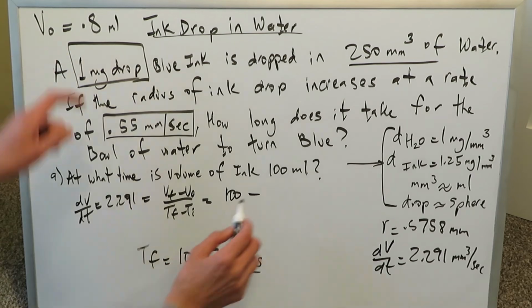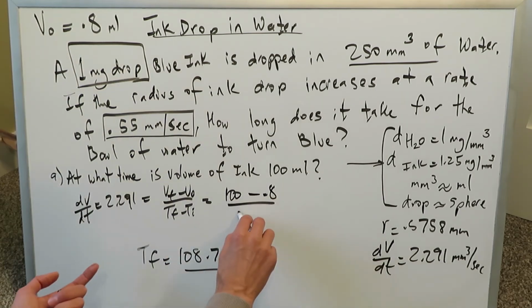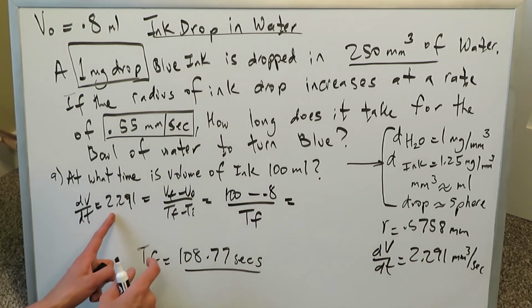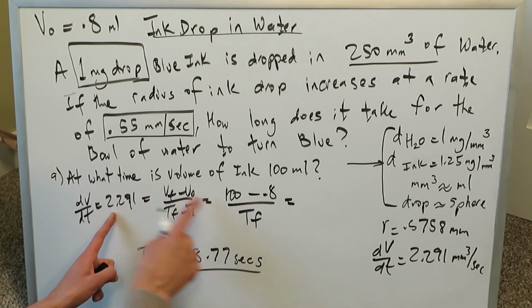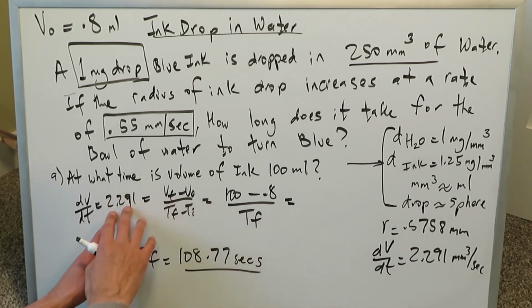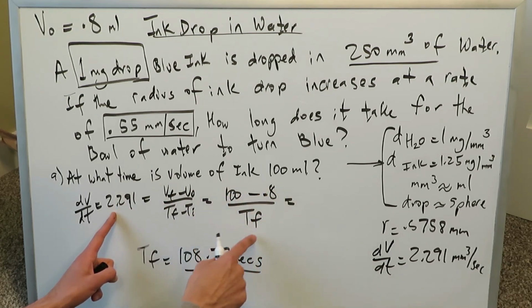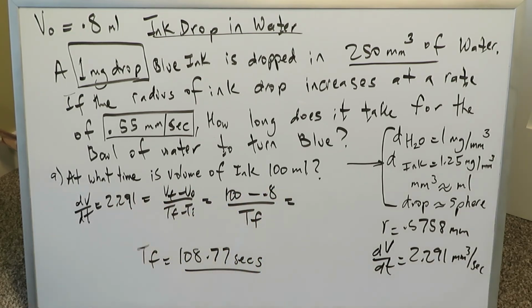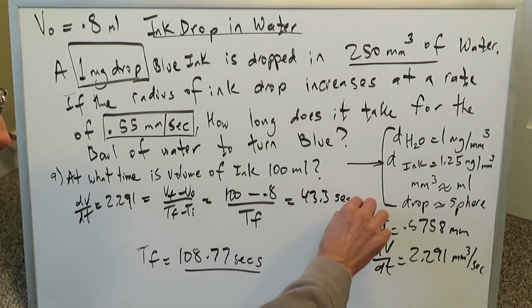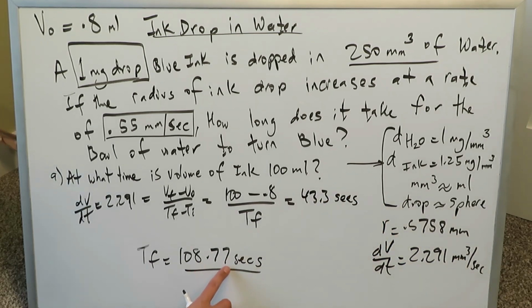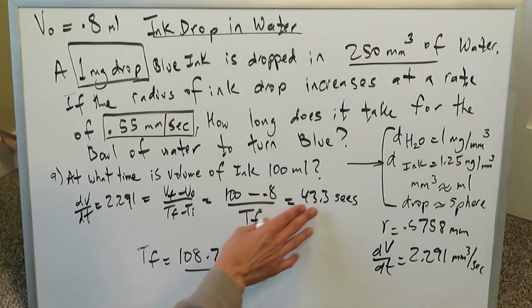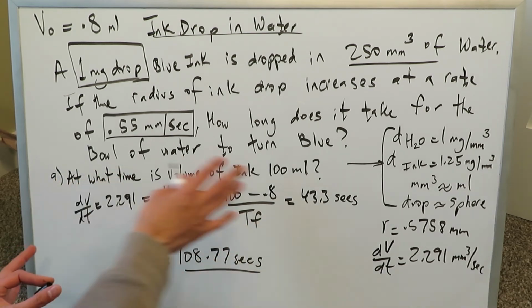100 minus the initial volume, which is 0.8, divided by the TF, the time needed, is equal to 2.291. We just cross multiply TF and 2.291, and I can do this difference and divide it by 2.291, and that'll give me my final time. I can post that value for you right there. It takes 43.3 seconds. It makes sense. If it takes 108.77 seconds to reach the full volume of 250, but we're only measuring up to 100 milliliters, it should definitely be less than half of this, and it indeed is. So that's a good accessory question A.